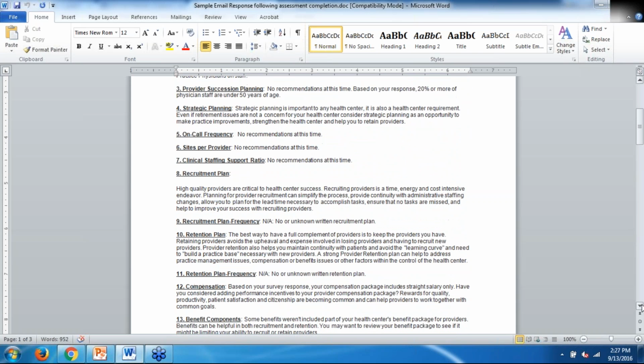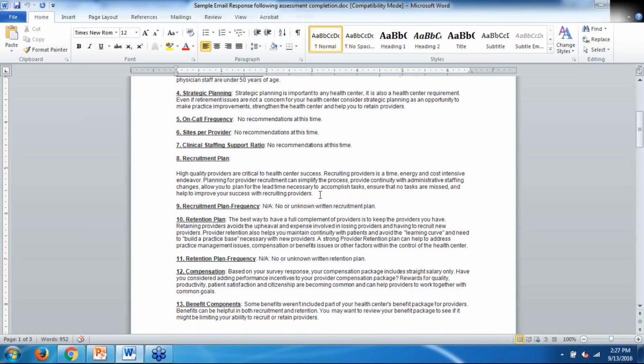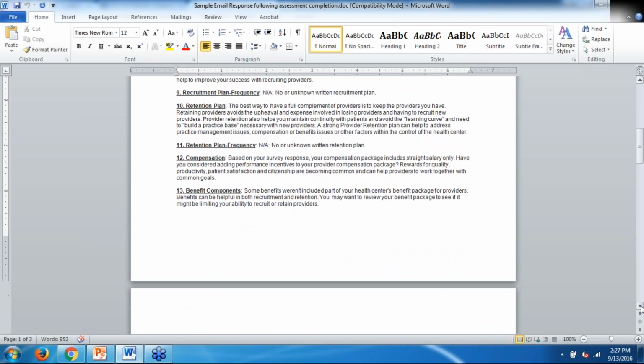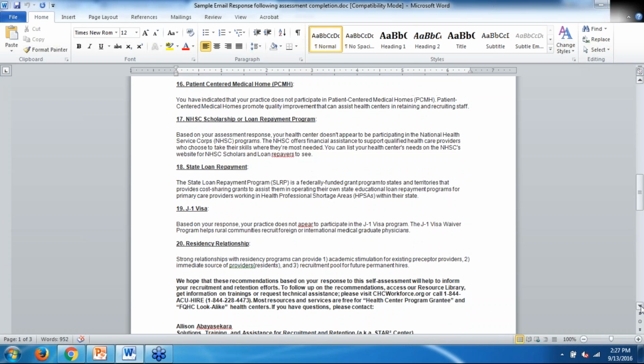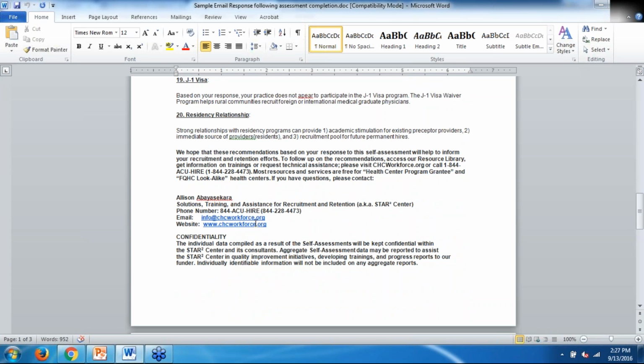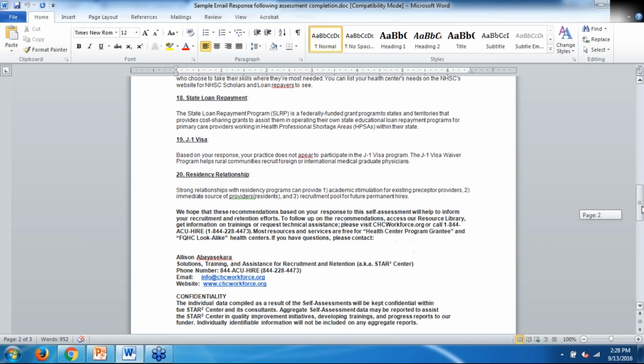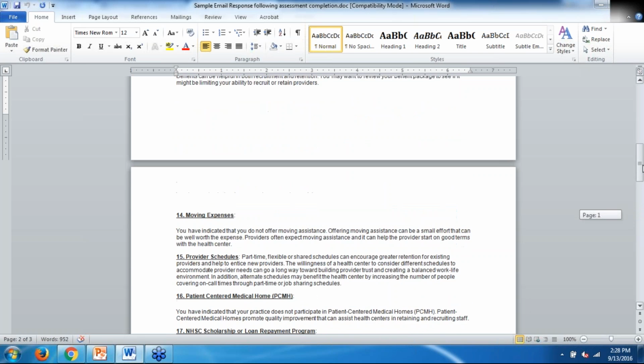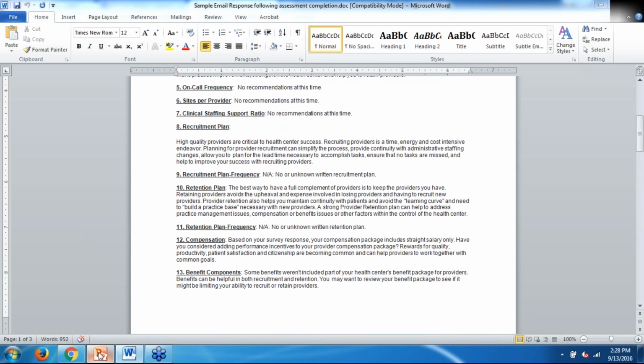Then if there's something, you don't have a recruitment plan, you may get a message similar to this, the reasons why you might need one. And it goes down through all of the components to give you information. And then at the bottom, it gives you the information for how to access our website and how to get a hold of the STAR Center for technical assistance or more questions or training. And again, for each of these categories on here, there are resources available on the website.